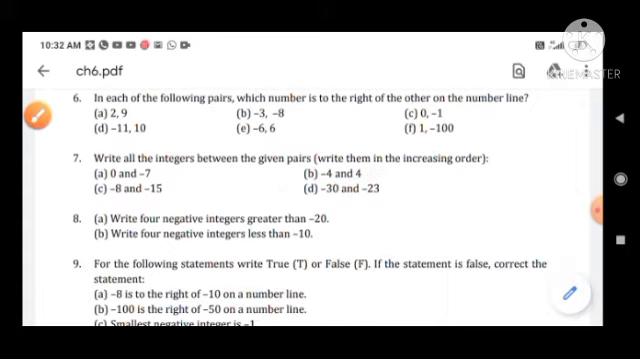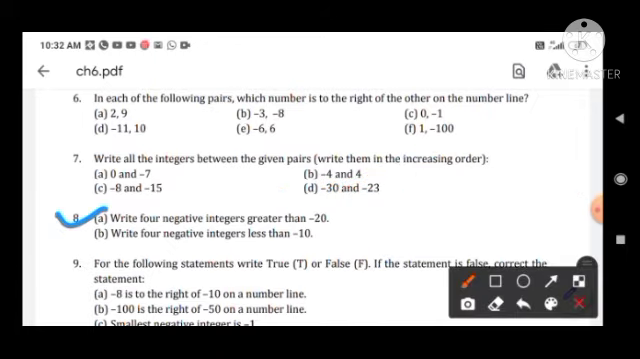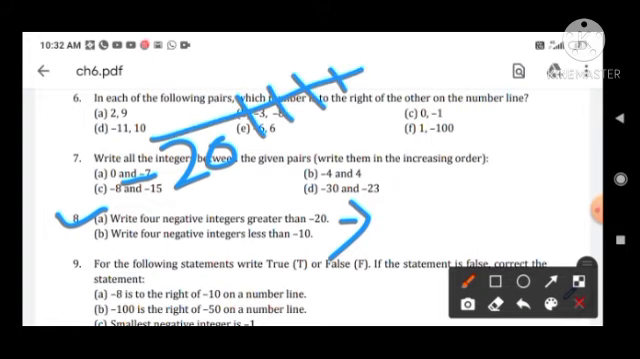Now come to question number 8. Write 4 negative integers greater than -20. You have to write 4 negative integers, not positive. Then that number will be greater than -20. Now here it is -20. And all the numbers on the right side of -20 will be greater than -20.